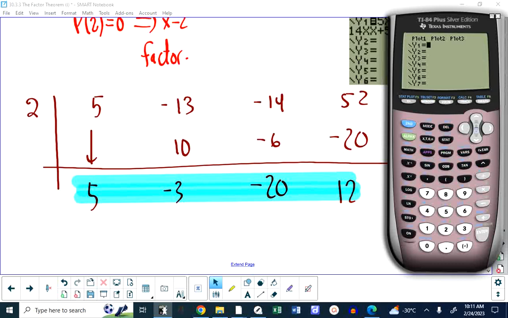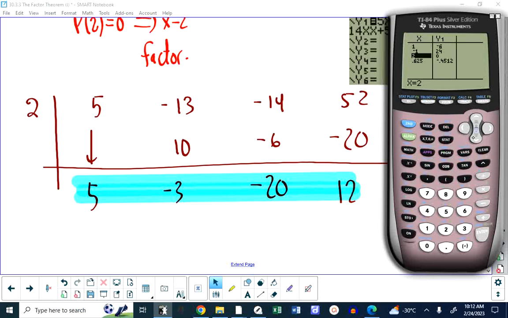So now I'm going to put in 5x cubed minus 3x squared minus 20x plus 12. By the way, I hope it's clear why I'm doing this again. This is cubic. I still can't factor it on my own. I need to take out another factor to make it quadratic. 5, negative 3, negative 20, 12. I go to my table.